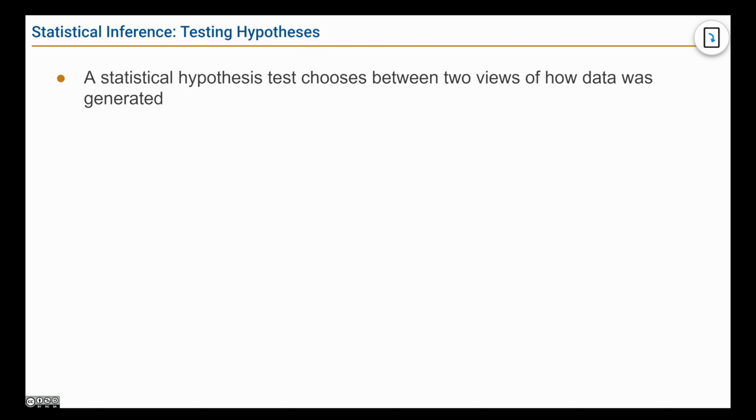This is a formal framework that is available for statisticians and data scientists, in which you are trying to make a decision between two views of usually how data was generated. It doesn't always have to be that, so we'll come back to that, but in general, that's how we're going to start. And these views are called hypotheses.